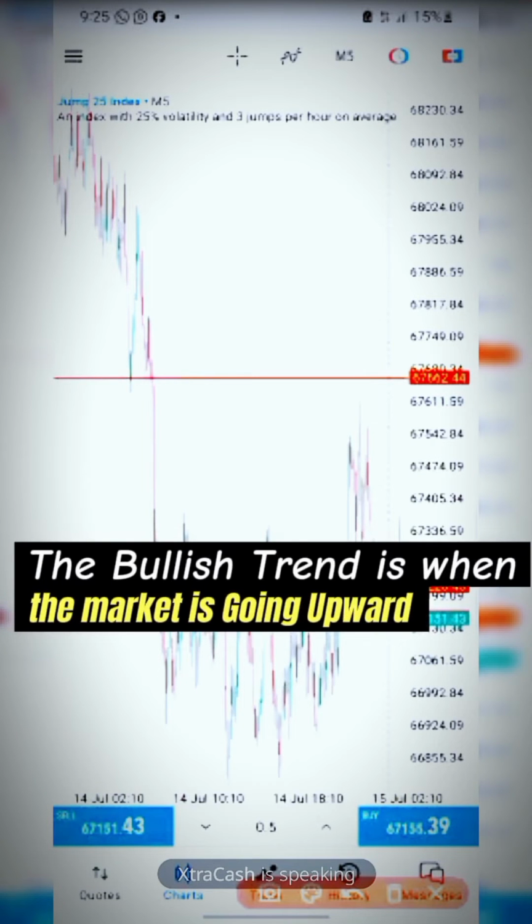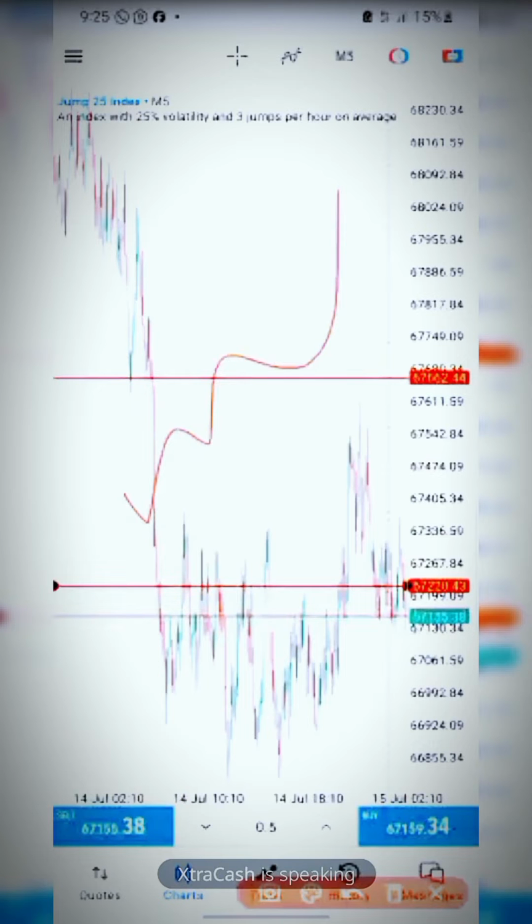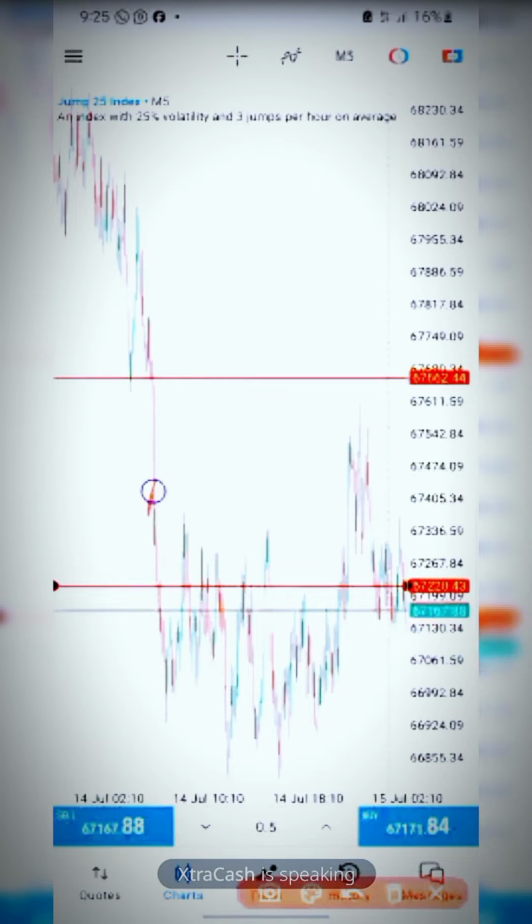A bullish trend is when market is going up. So what are the factors? What are the things you consider before you can say this market is looking like a bullish market? Now, see the way market moves.